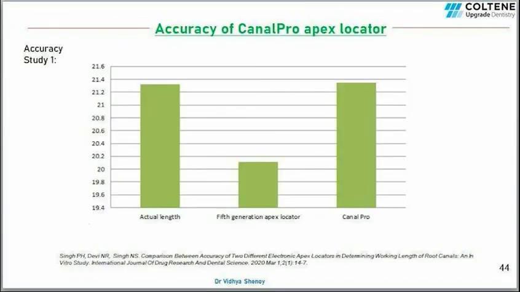So this study compared the accuracy of 2 different Apex Locators, that is a 5th generation Apex Locator and the CanalPro Apex Locator, which was a 4th generation Apex Locator, in determining working length in root canals. So the CanalPro Apex Locator was found to be highly accurate compared to the 5th generation Apex Locator. The CanalPro Apex Locator measured working length very similar to the actual length of the tooth.